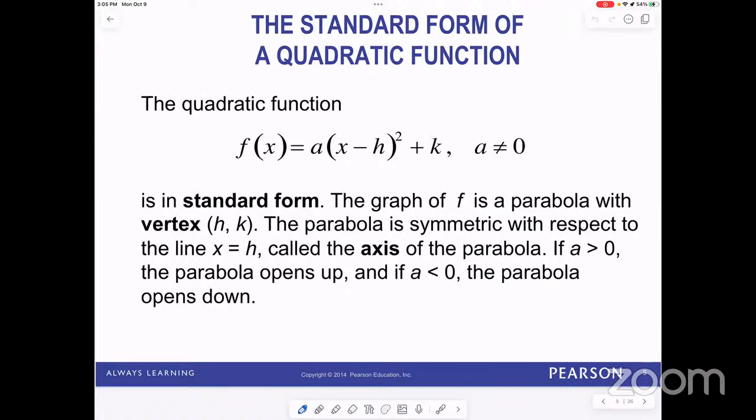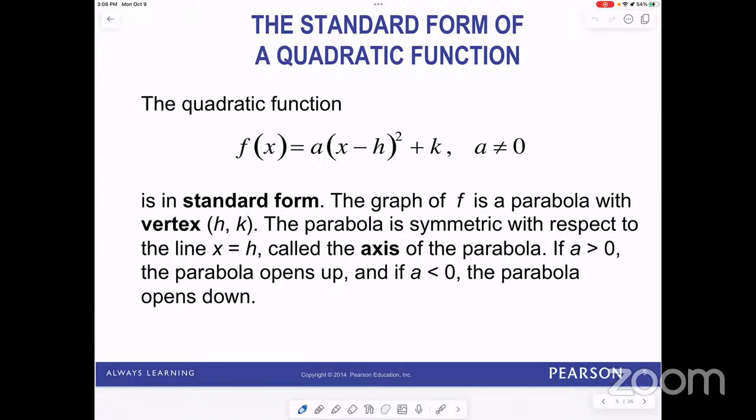A quadratic function, f of x equals a times the quantity x minus h squared plus k, where a is not equal to 0, is in standard form. The graph of f is a parabola with the vertex h comma k. The parabola is symmetric with respect to the line x equals h. It's called the axis of the parabola. If a is positive, the parabola opens upward. If a is negative, the parabola opens downward.